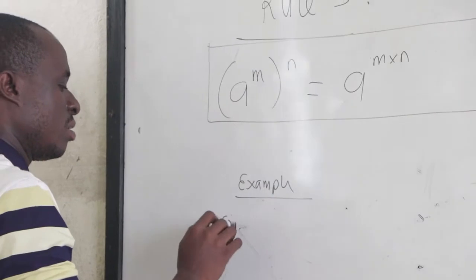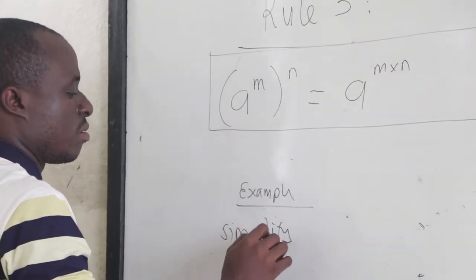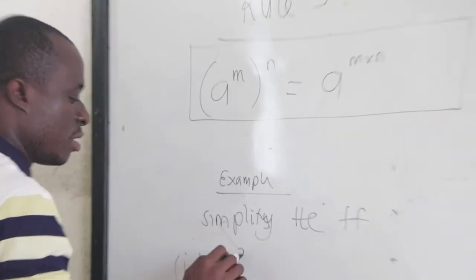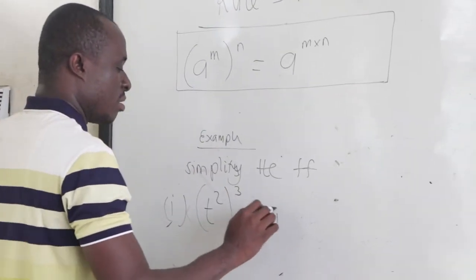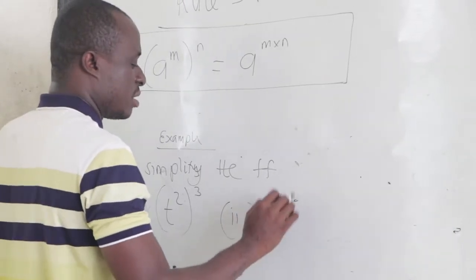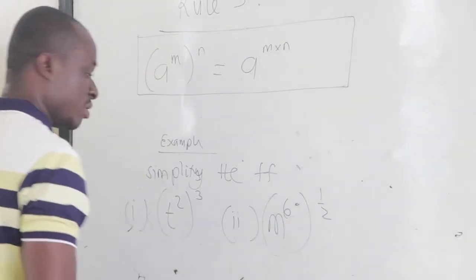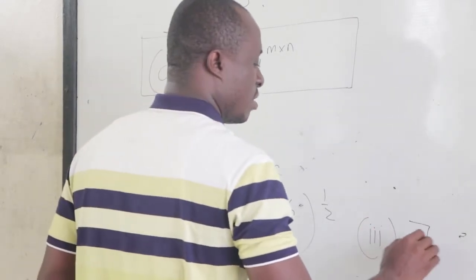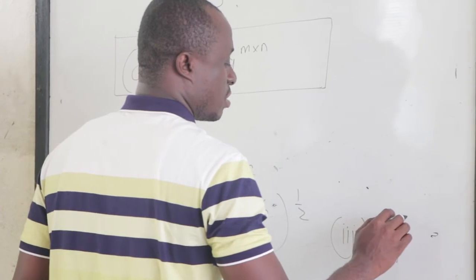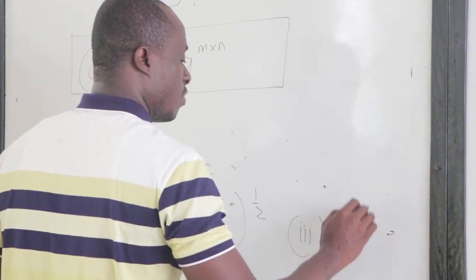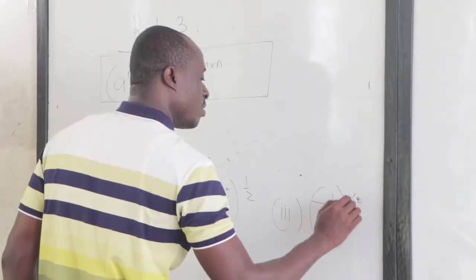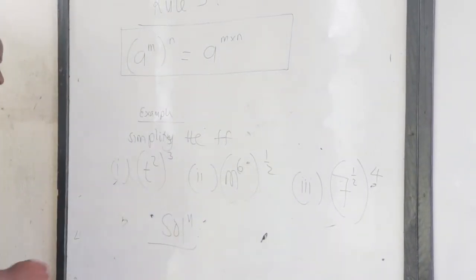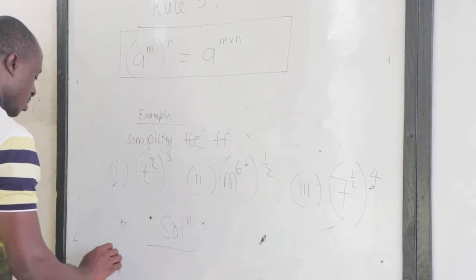Now, let's simplify the following. The first one, if you have t to the power 2, all to the power 3. Second, if you have m to the power 6, all to the power 1 over 2. And then this, let's suppose that 7 to the power 1 over 2, all to the power 4. Now, let's see how we'll be able to simplify this, applying the rule.